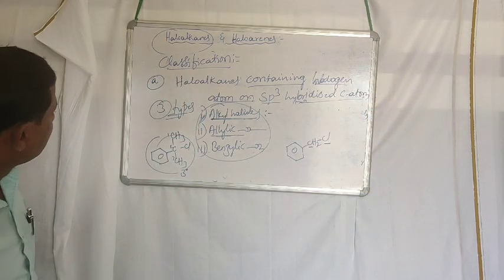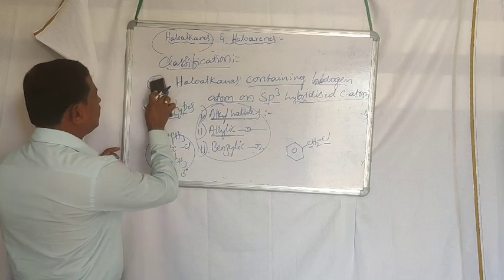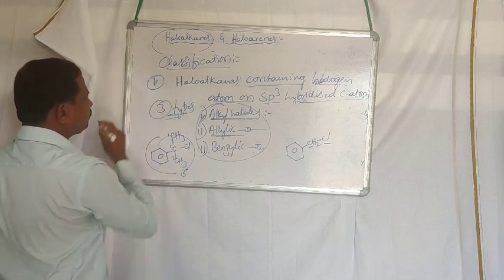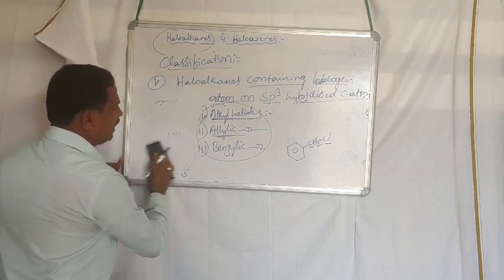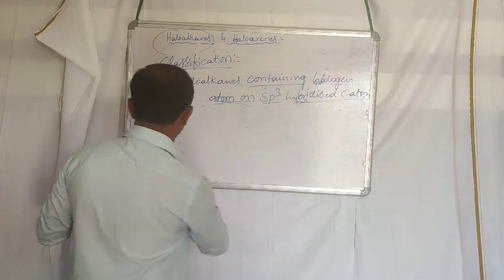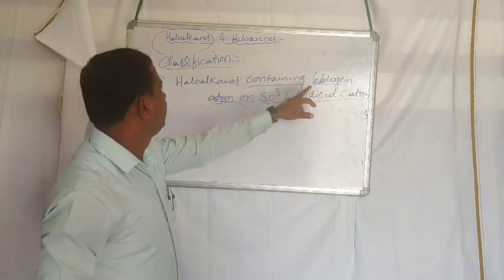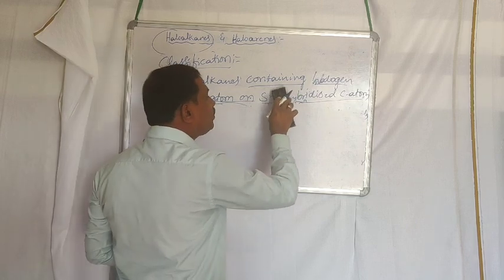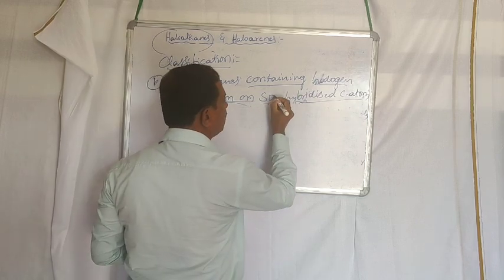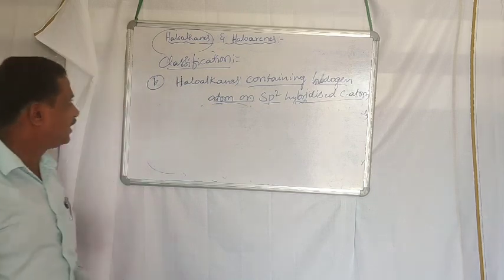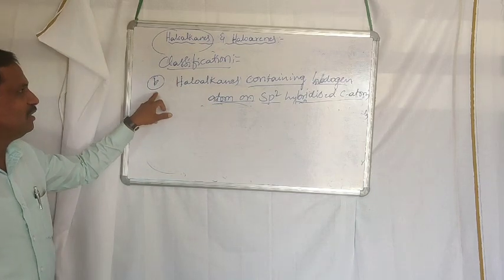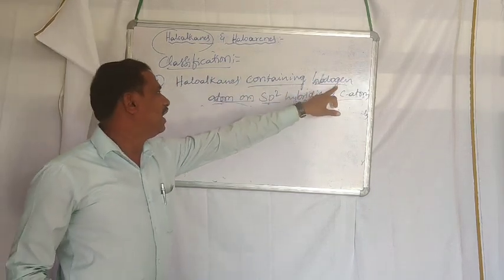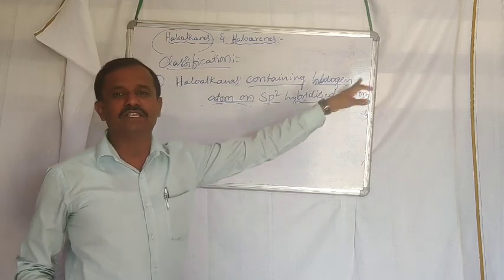Next we will discuss the second classification: haloalkanes containing the halogen atom on an sp2 hybridized carbon atom. That is the second classification. Haloalkanes containing the halogen atom on an sp2 hybridized carbon atom.